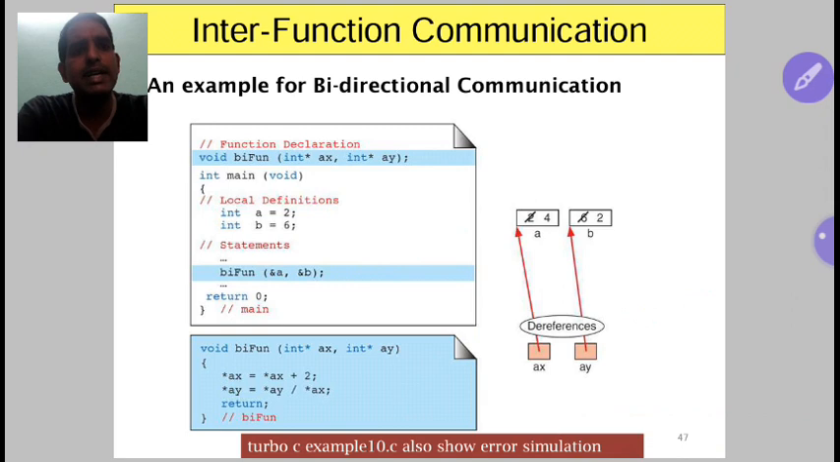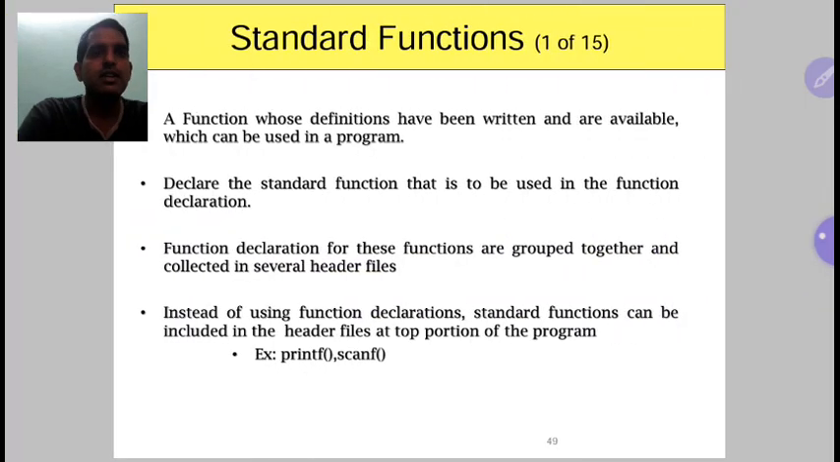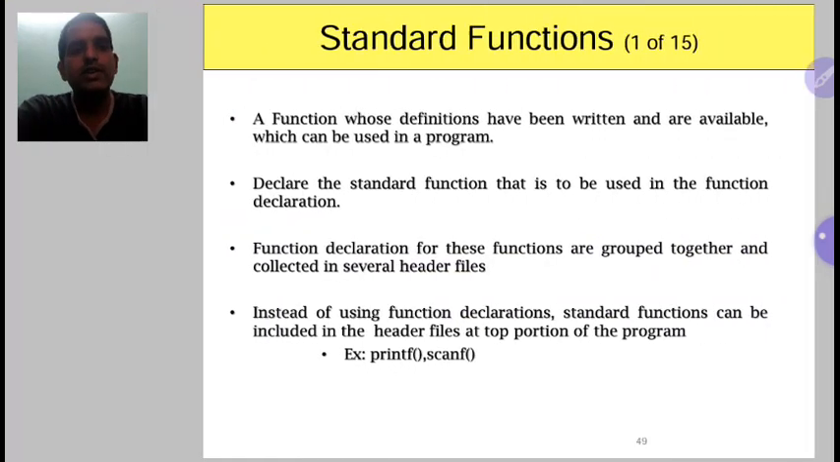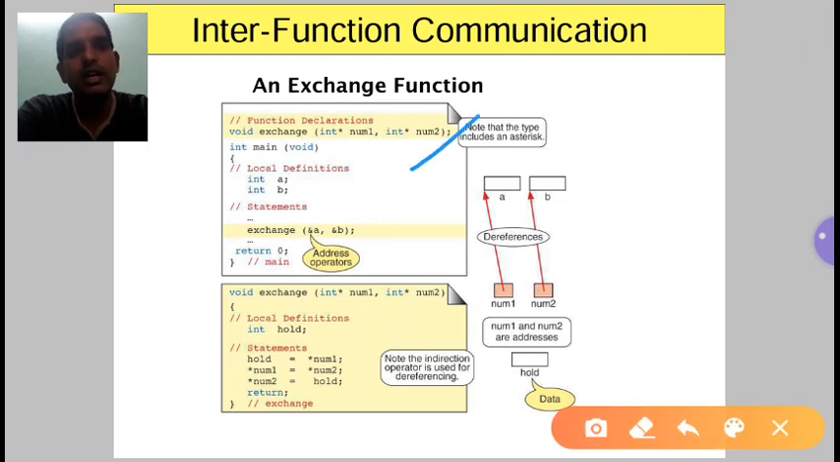So this is the bidirectional communication. A similar example with indirecting references. So far, whatever you have seen are user defined functions, where you are writing your functions for your own purposes. This is an example of exchanging two values A and B by using call by reference.